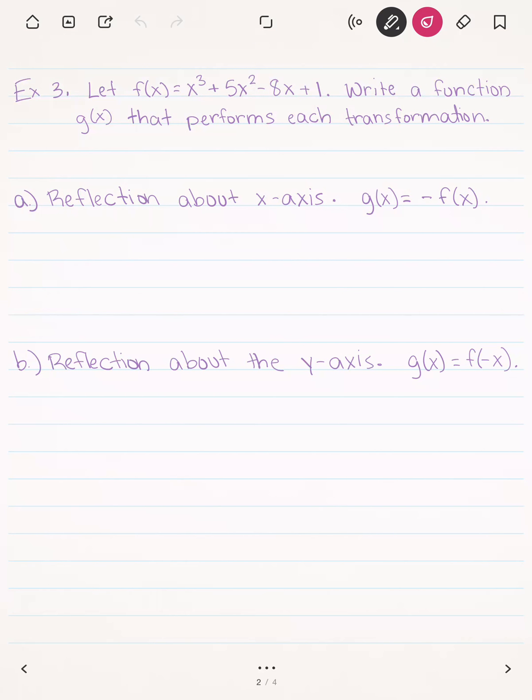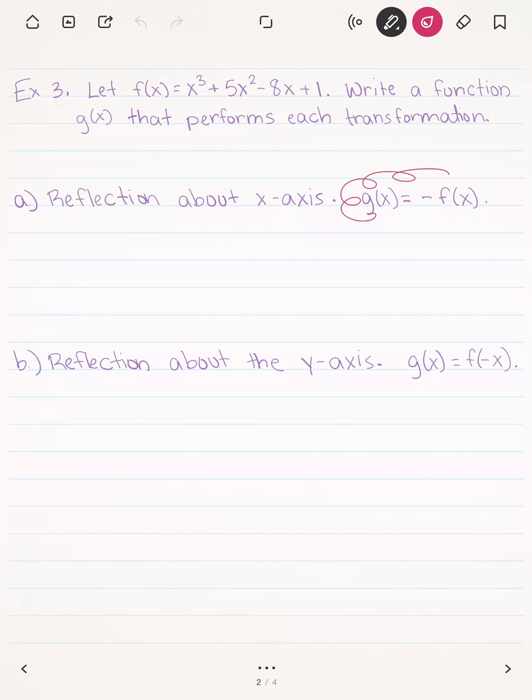Looking at the next example, we're going to talk about reflecting across the x and the y-axis. So example 3, let f of x equal x cubed plus 5x squared minus 8x plus 1. Write the function g of x that performs each transformation. So in example A, we want to reflect about the x-axis.